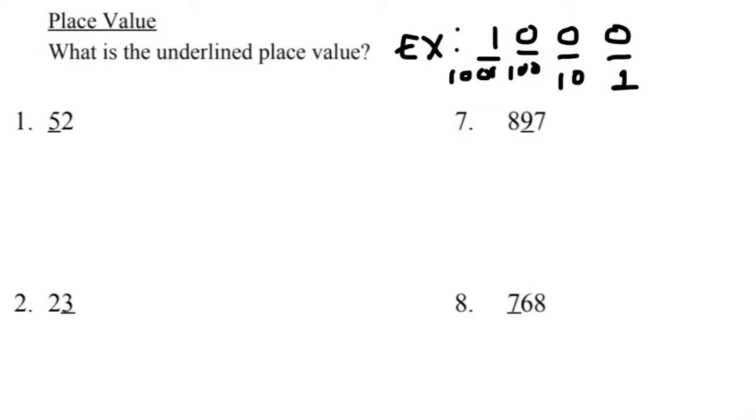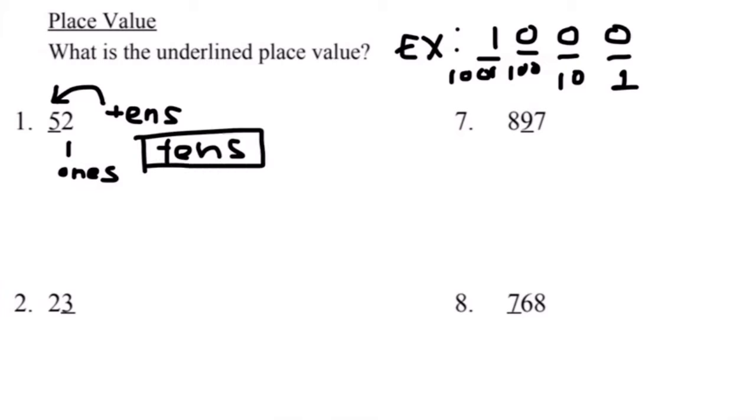Okay, now let's go to number 52. We know that this is our ones place. That means the 5 in 52 should be our tens place. Therefore, our final answer for number 1 should be tens. Number 2, we have 23 with the 3 underlined. Well, we know that this is our ones place and this is our tens place. Therefore, the 3 in 23 should be our ones place.